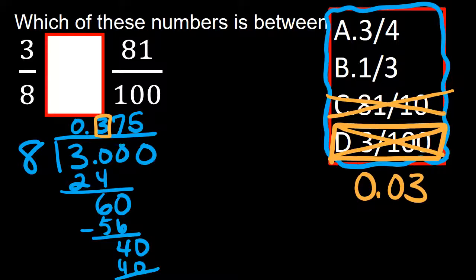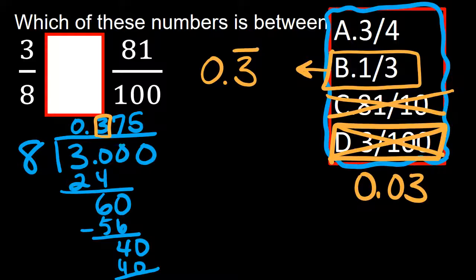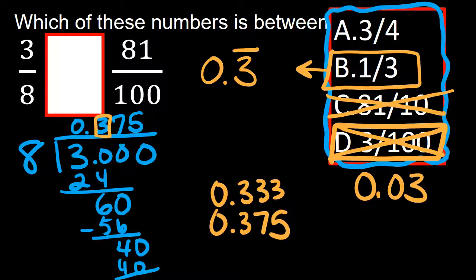So I got 1/3 and 3/4 to deal with. For 1/3, this is a good one to memorize. This number as a decimal is 0.3 repeating, and that number just repeats on and on forever and ever. So if I compare my decimals, 0.333 and 0.375, the 3's in the tenths place are the same, so let's go to the hundredths place. I can say that the 7 is bigger, and so right now 1/3 is too small.